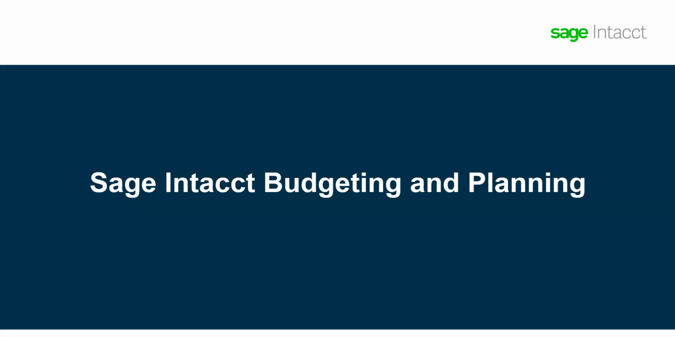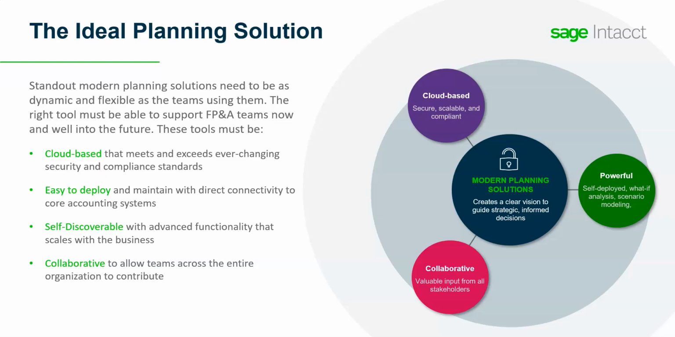the product live. So when we talk about an ideal planning solution, there are some key characteristics that stand out and that are crucial for a modern planning solution to have. You know, the whole goal of having a modern planning solution is to create a clear vision to guide strategic and informed decisions. And there are different ways of being able to achieve that goal. One being cloud-based and being updated on a regular basis, where the burden of upgrading is really on Sage Intacct. Also, it's easy to deploy.